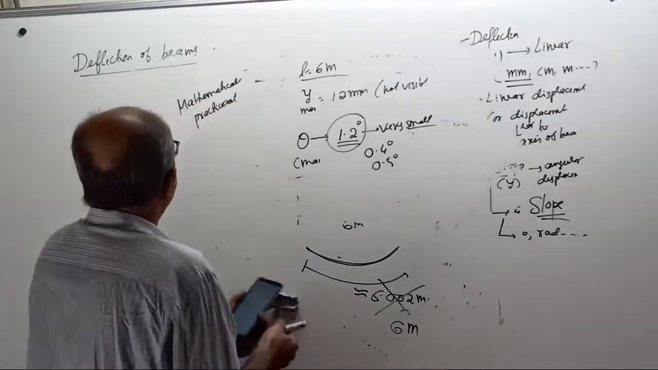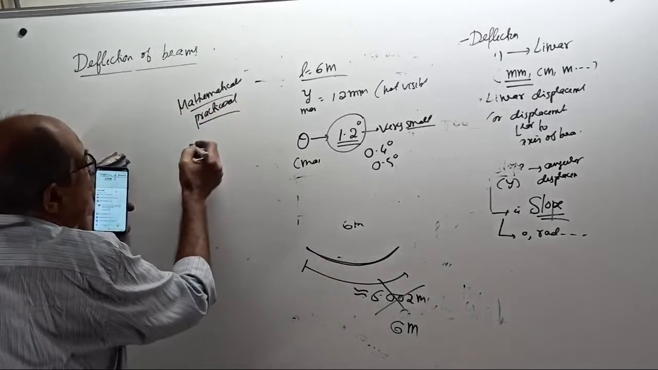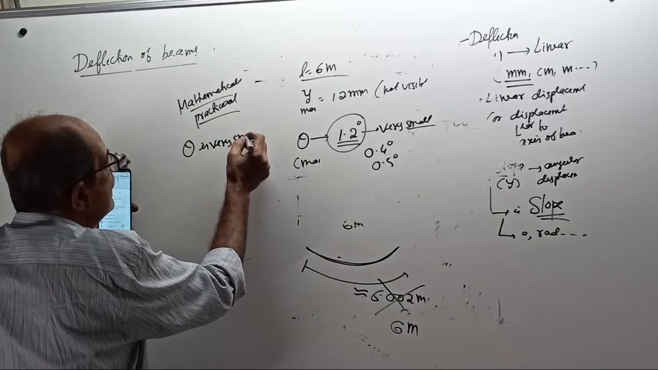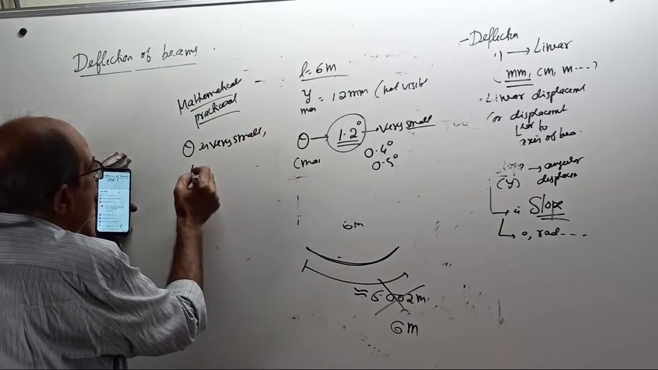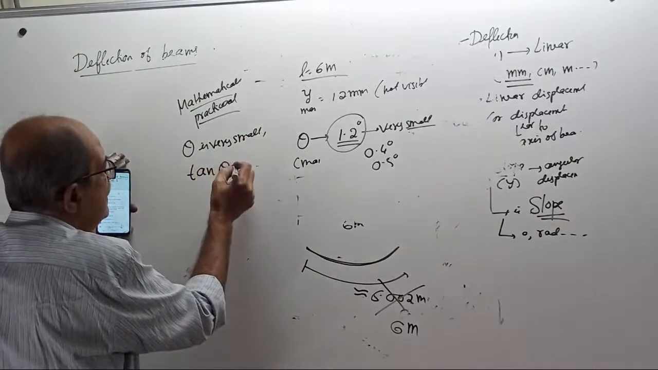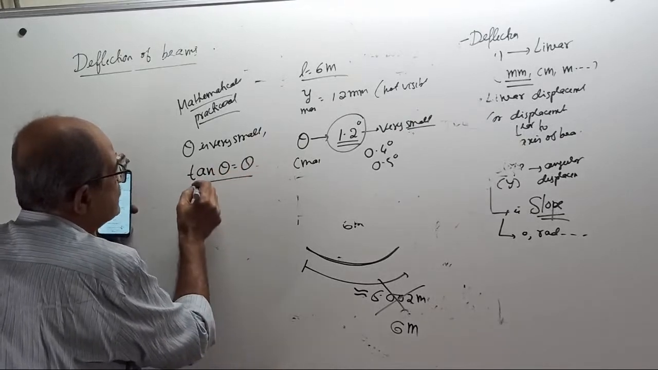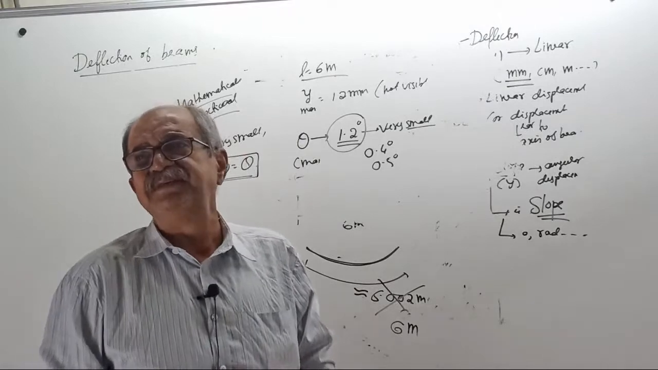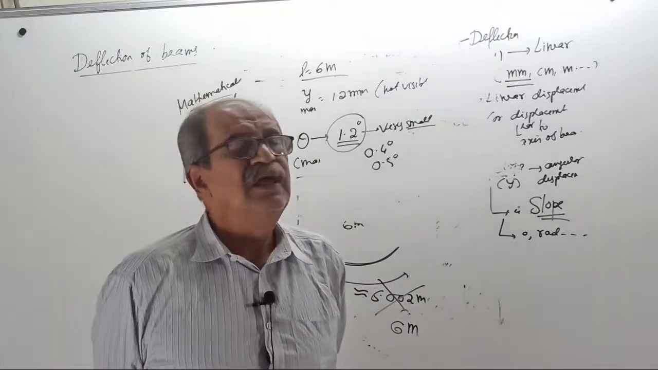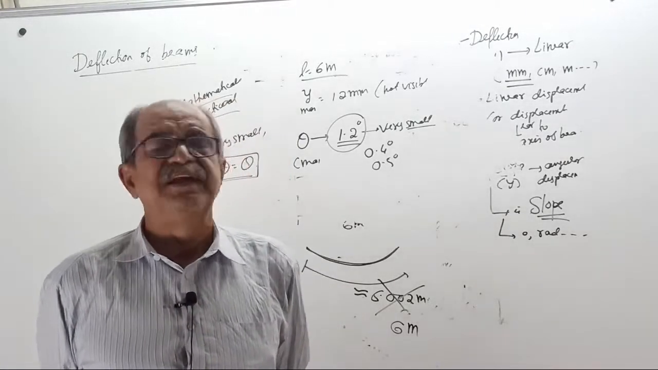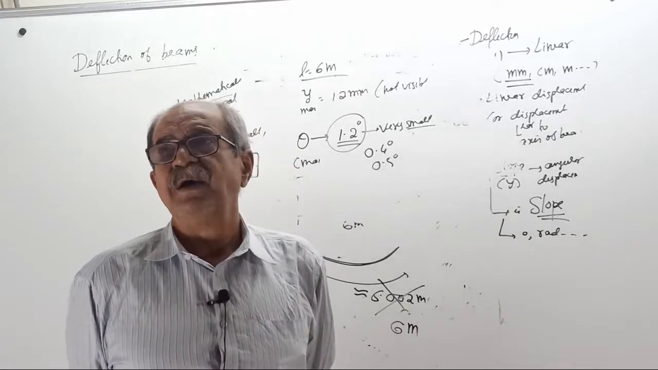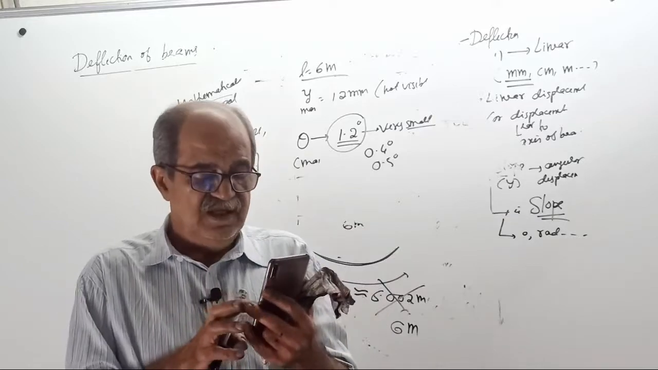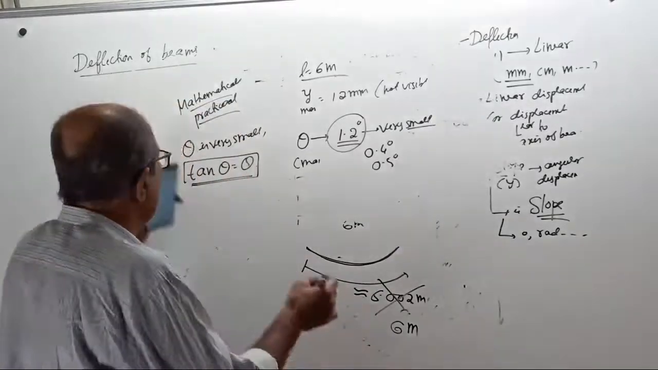Okay. Now, since mathematically you can tell when theta is very small, you can tell tan theta equal to theta. Tell me, yes or no? Mathematically, when theta is very small, you can take tan theta equal to theta, sin theta equal to theta, but not cos theta equal to theta. Cos theta equal to 1. Clear?